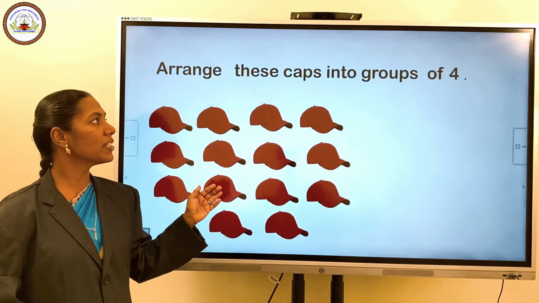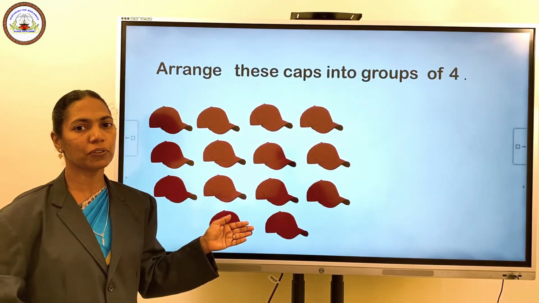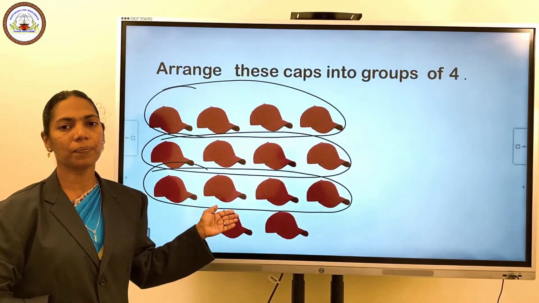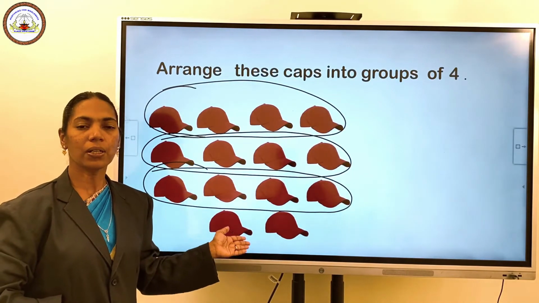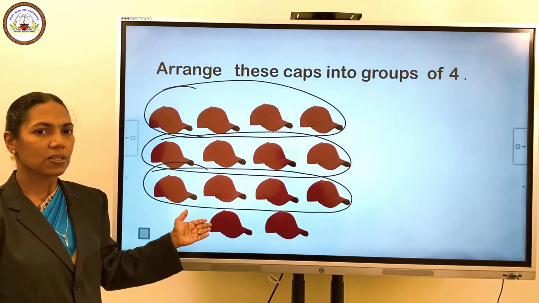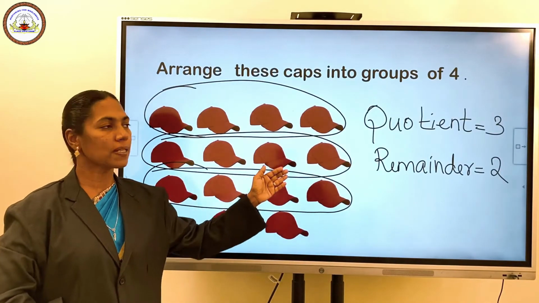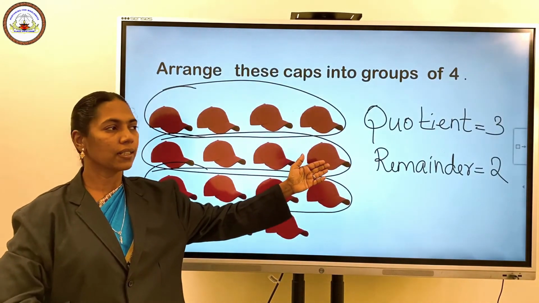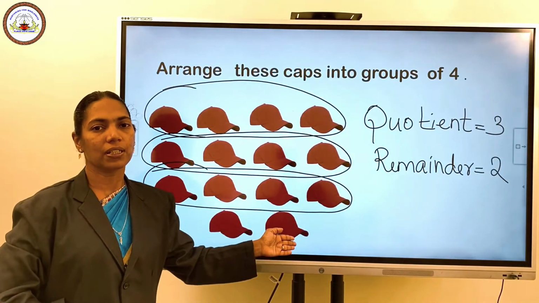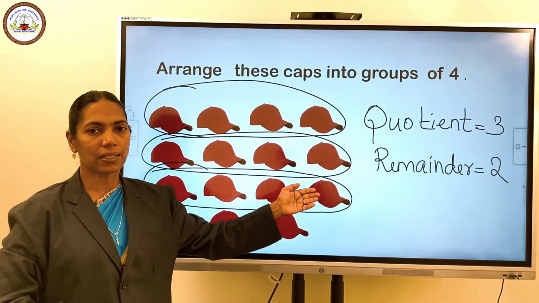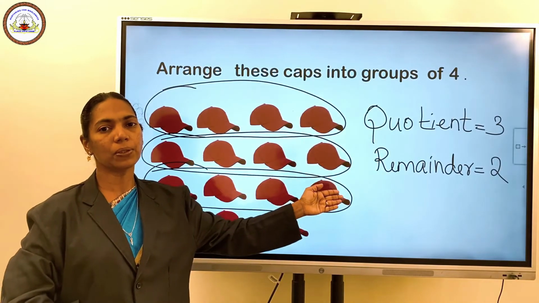Now can you arrange these caps into groups of 4? Here how many groups are there? Yes, 3 groups. And how many caps are left here? 2 caps. So we can say the number of groups is called the quotient. That is, quotient is equal to 3. And the number of caps left is called the remainder. That is, remainder is equal to 2.